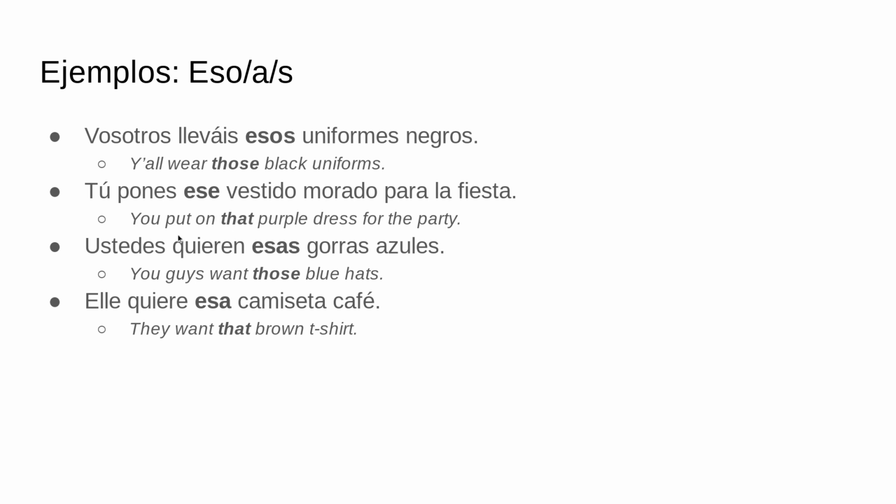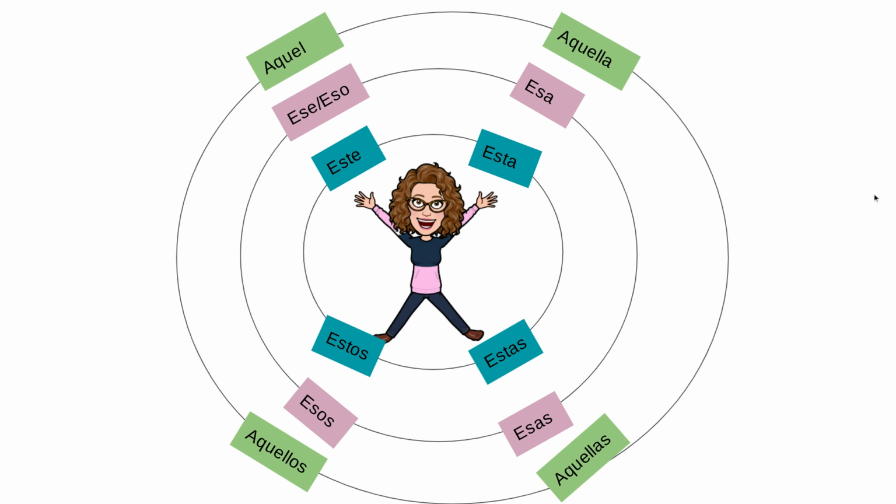My next one is ustedes quieren esas gorras azules. You guys want those blue hats. Esas corresponds with those. And finally, ella quiere esa camiseta café. She wants that brown t-shirt. Esa corresponds with that. So you'll see here that ese, eso, esos, and esas correspond with that and those.